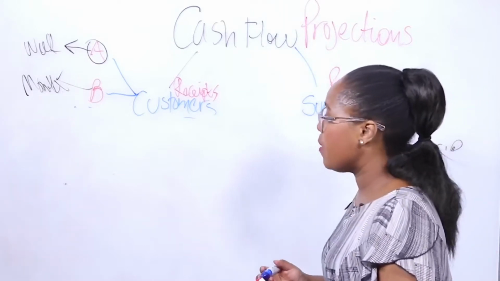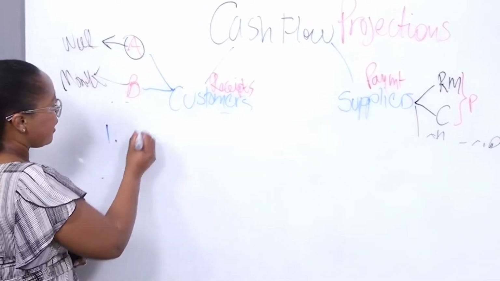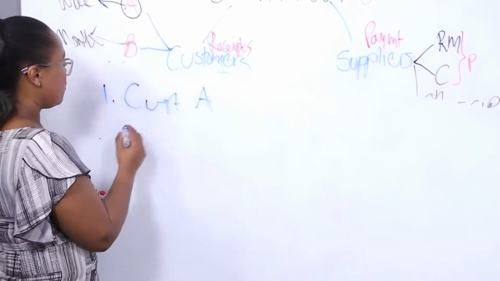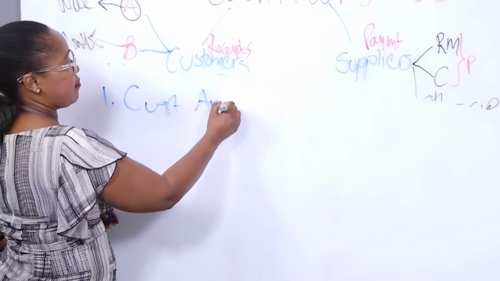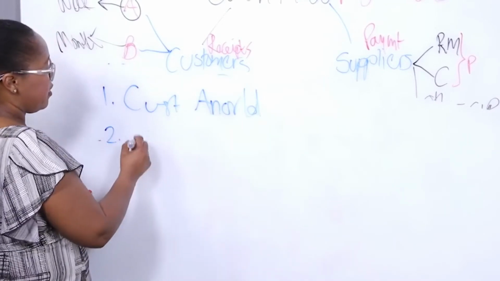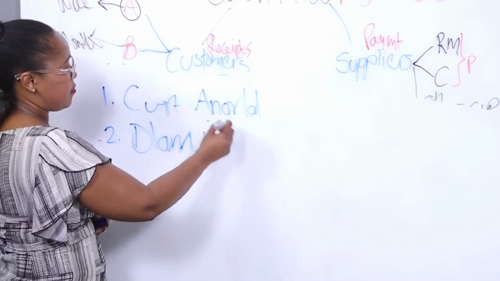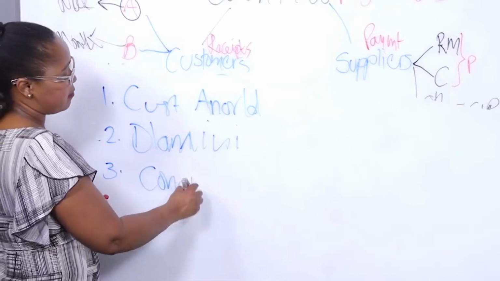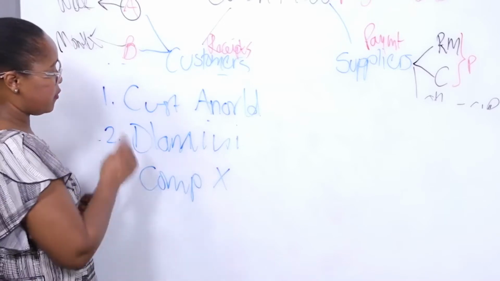So step number 1 will be customer A. Let's say customer A, or I shouldn't use A because Arnold. Right? 2, Lamini. That's another customer. 3, company X. So that's a list of your customers.